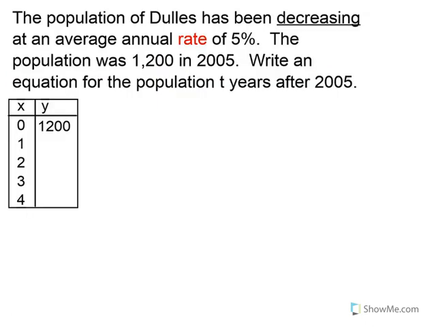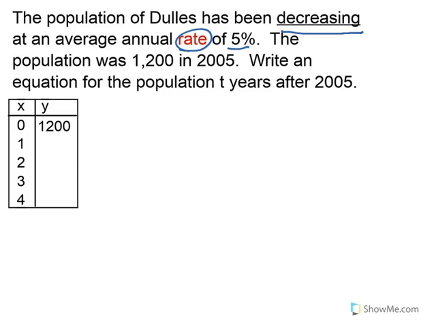Now when we're given a word problem, such as this one, where the population of Dulles has been decreasing, again, that word decreasing is important. That lets me know that I have a decay. At an average annual rate, again, this is the rate, not the factor, so a little bit different here, of 5%. The population was 1,200 in 2005. We want to write the equation for the population after 2005. So we have a couple options here.